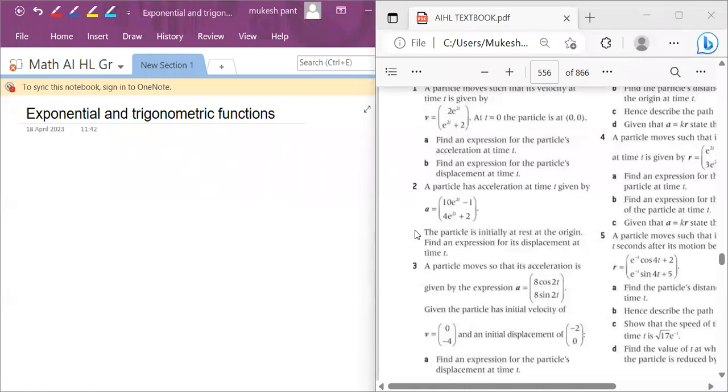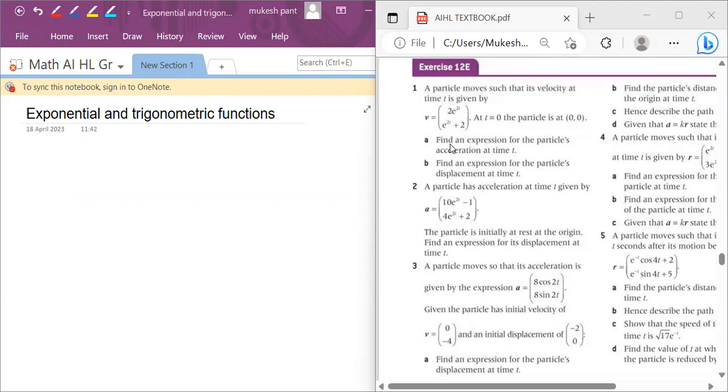If you look at question number one in the exercise, a particle moves so that its velocity at time t is given by v equals 2e^(2t) and e^(2t) plus 2. At time t equals 0, the particle is at (0, 0), meaning the origin. Find an expression for the particle's acceleration at time t, and find an expression for the particle's displacement.